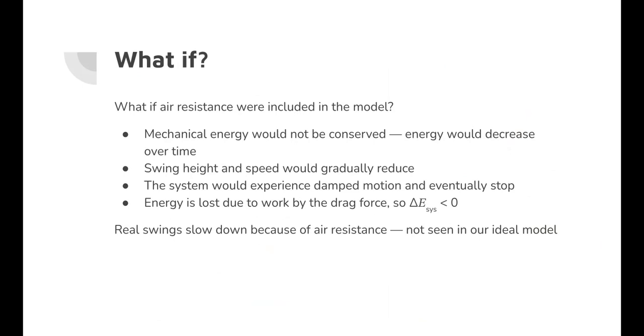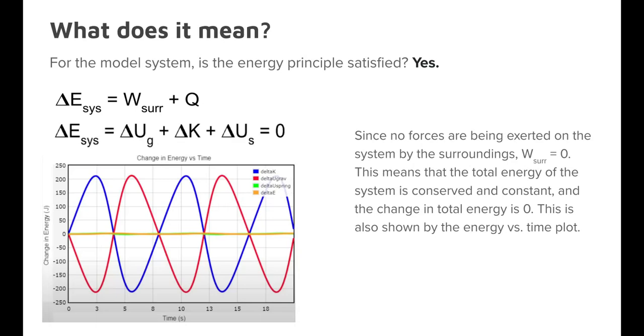So, what if air resistance were included in the model? Well, then mechanical energy would not be conserved. Energy would decrease over time. The swing height and speed would gradually reduce, and the system would experience damped motion and eventually stop. Energy would be lost due to work by the drag force, so the change in the system's energy would be less than zero. Real swings slow down because of air resistance, which is not shown in our ideal computational model.